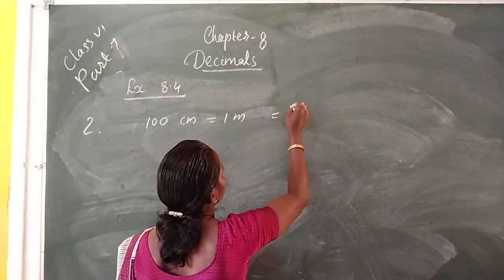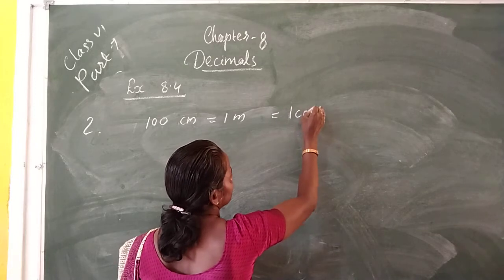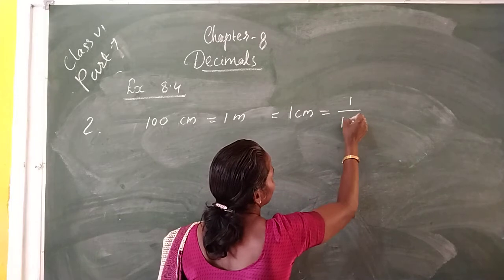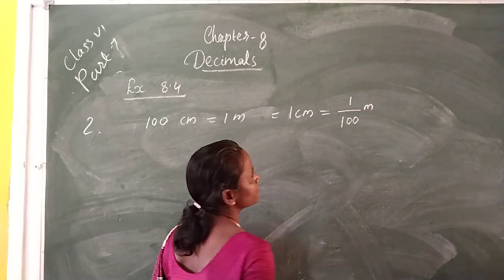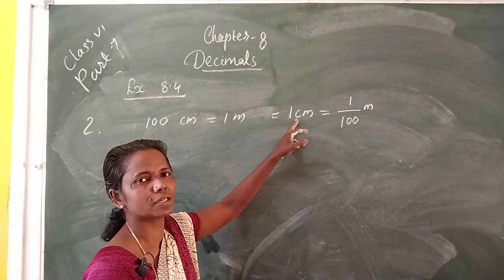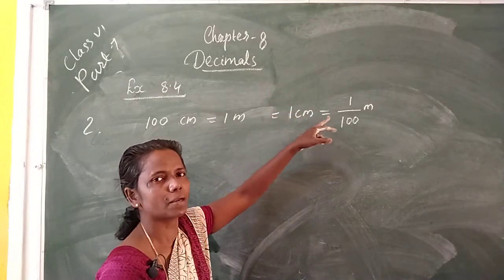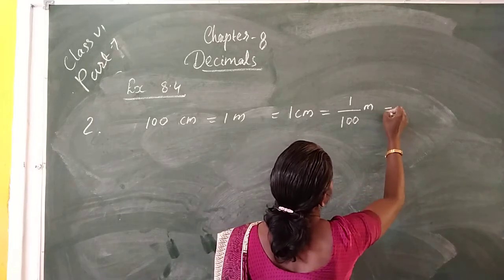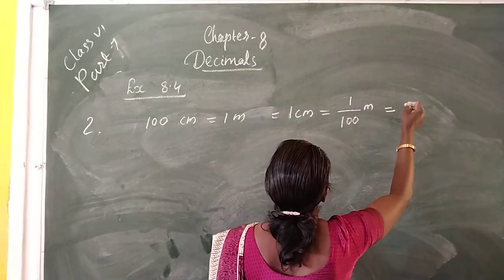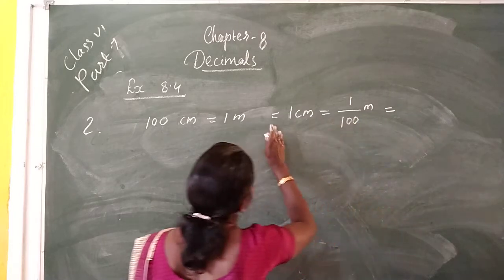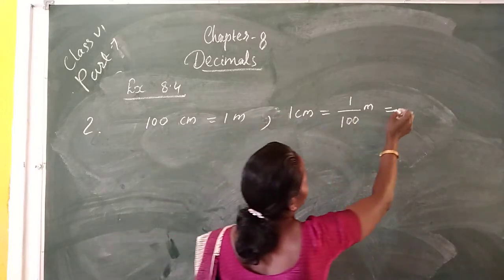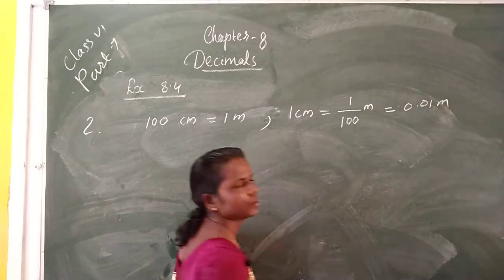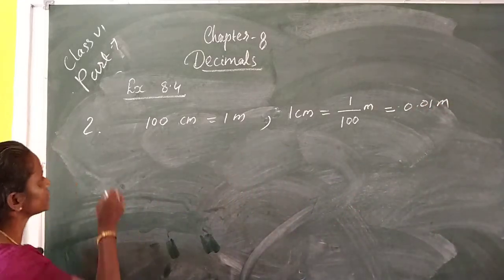So we can write 1 centimeter. 1 centimeter is equal to how many meter? 1 by 100 meter. Means centimeter convert into meter multiply by 1 by 100. Then what is its decimal form? 1 centimeter is equal to 0.01 meter.